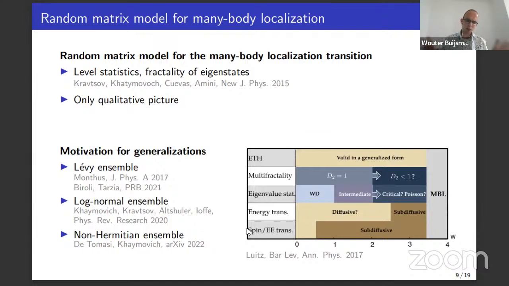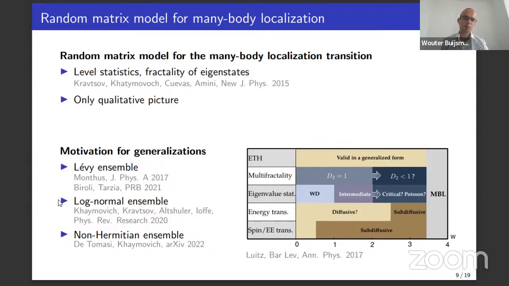Okay, so the Rosenzweig-Porter random matrix ensemble is a random matrix ensemble that more or less is able to describe the many-body localization transition, but it's not perfect. And this motivated several people to come up with generalizations of this ensemble. Examples include the Lévy ensembles by Biroli and Tarzia. Here the off-diagonal elements of the ensemble have a more heavy tail, by which you can shift this phase, and you can induce real multifractality instead of monofractality.